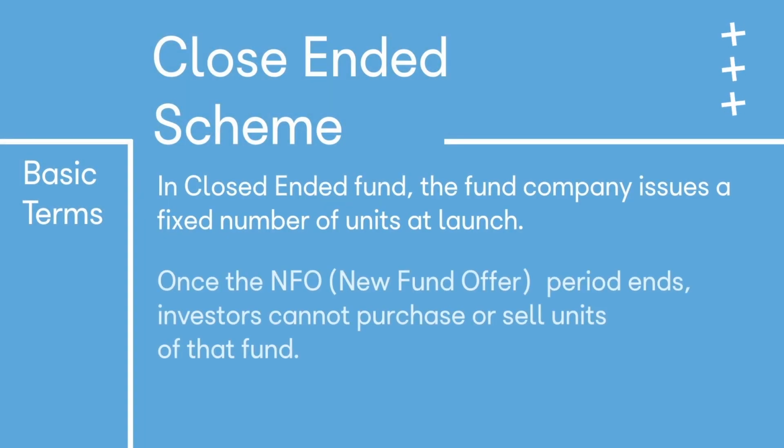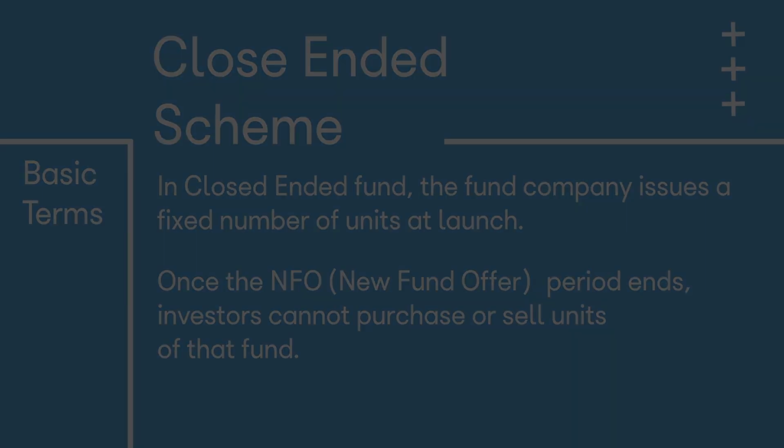Closed ended fund. So, in the closed ended fund, the fund company issues a fixed number of units at the time of launch. In simple words, a closed ended fund closes after the launch period until maturity. Once the NFO, meaning new fund offer, period ends, investors cannot purchase or sell units of that fund. However, they can be traded at the time of day when the market is open. They can't take on new capital once they have begun operating, and hence the name close ended scheme.